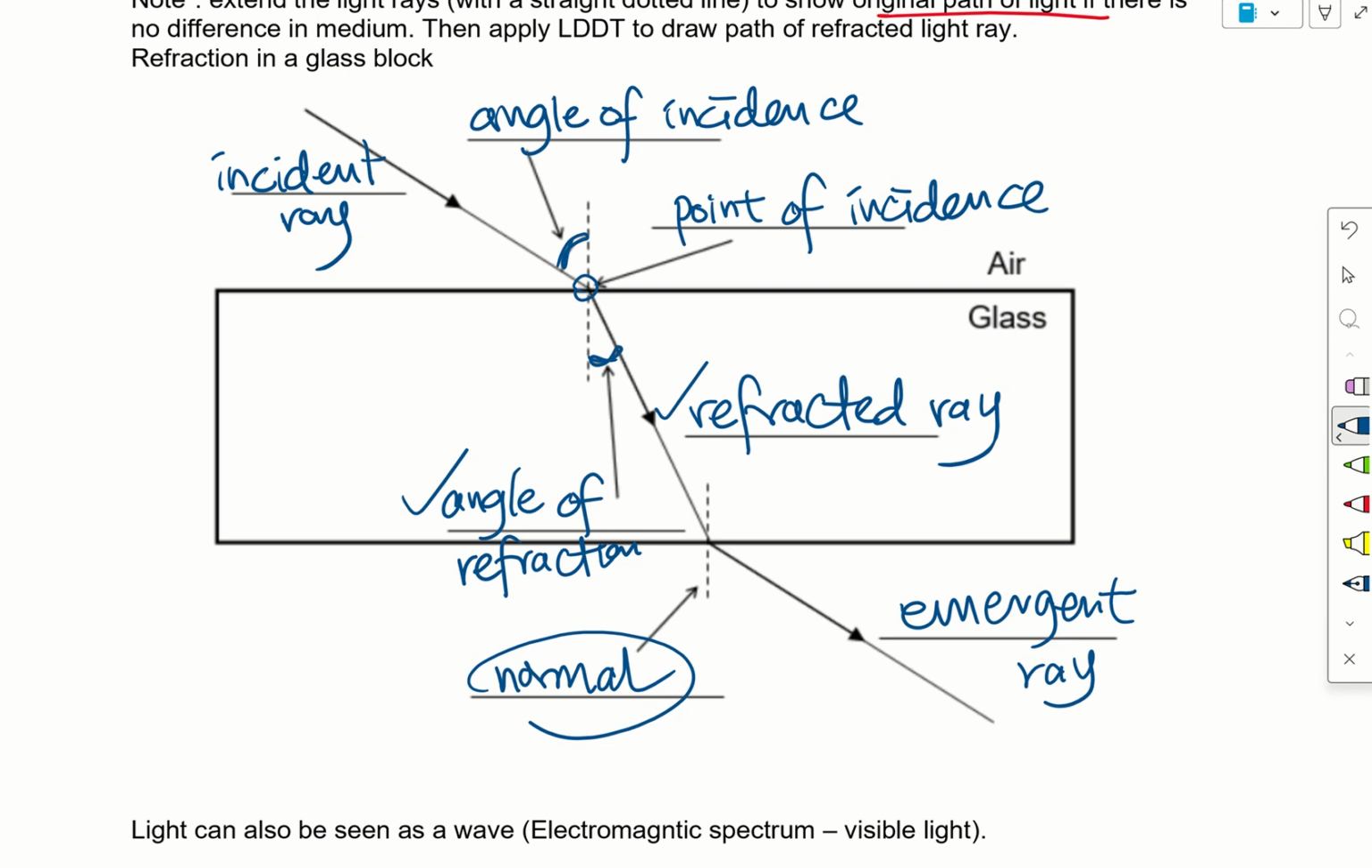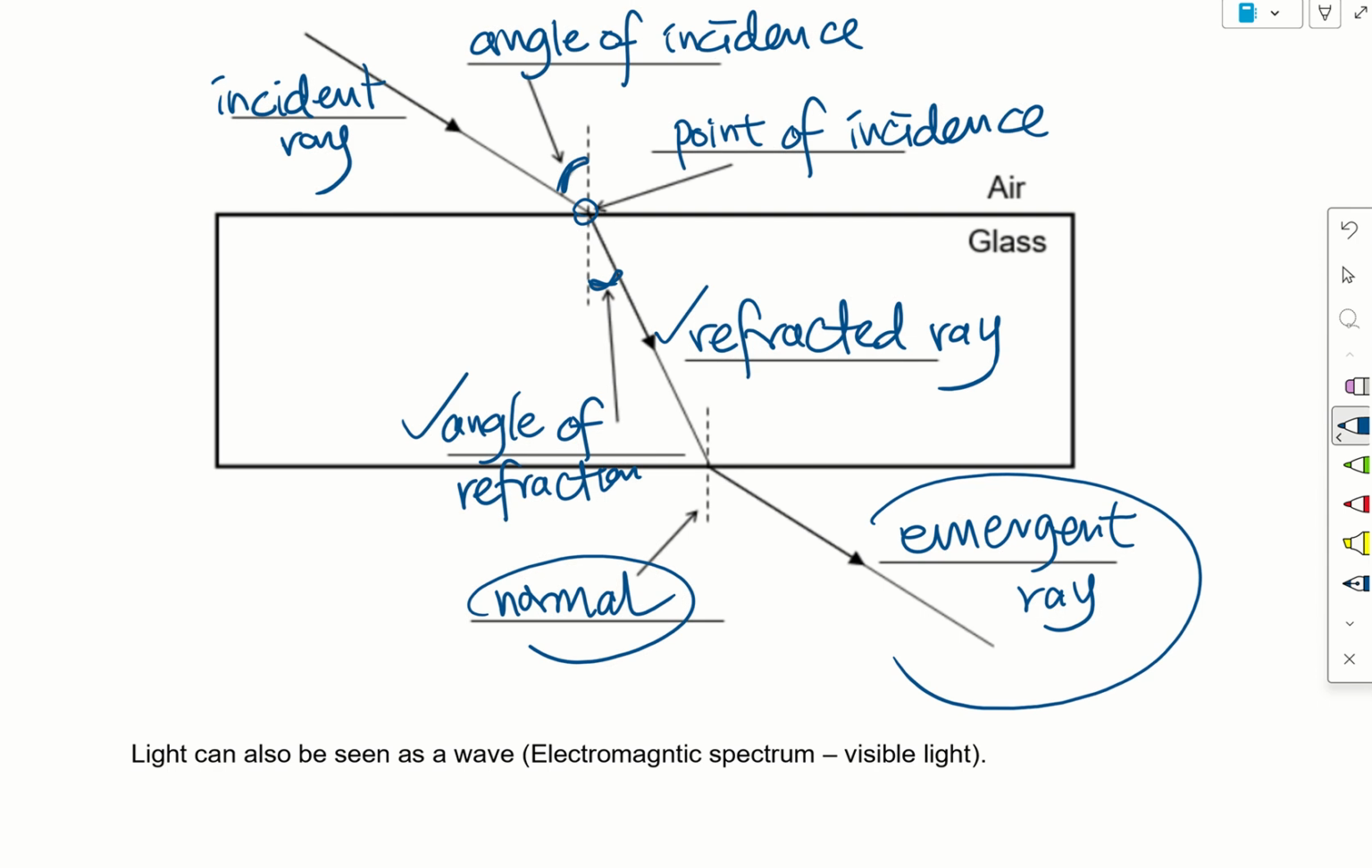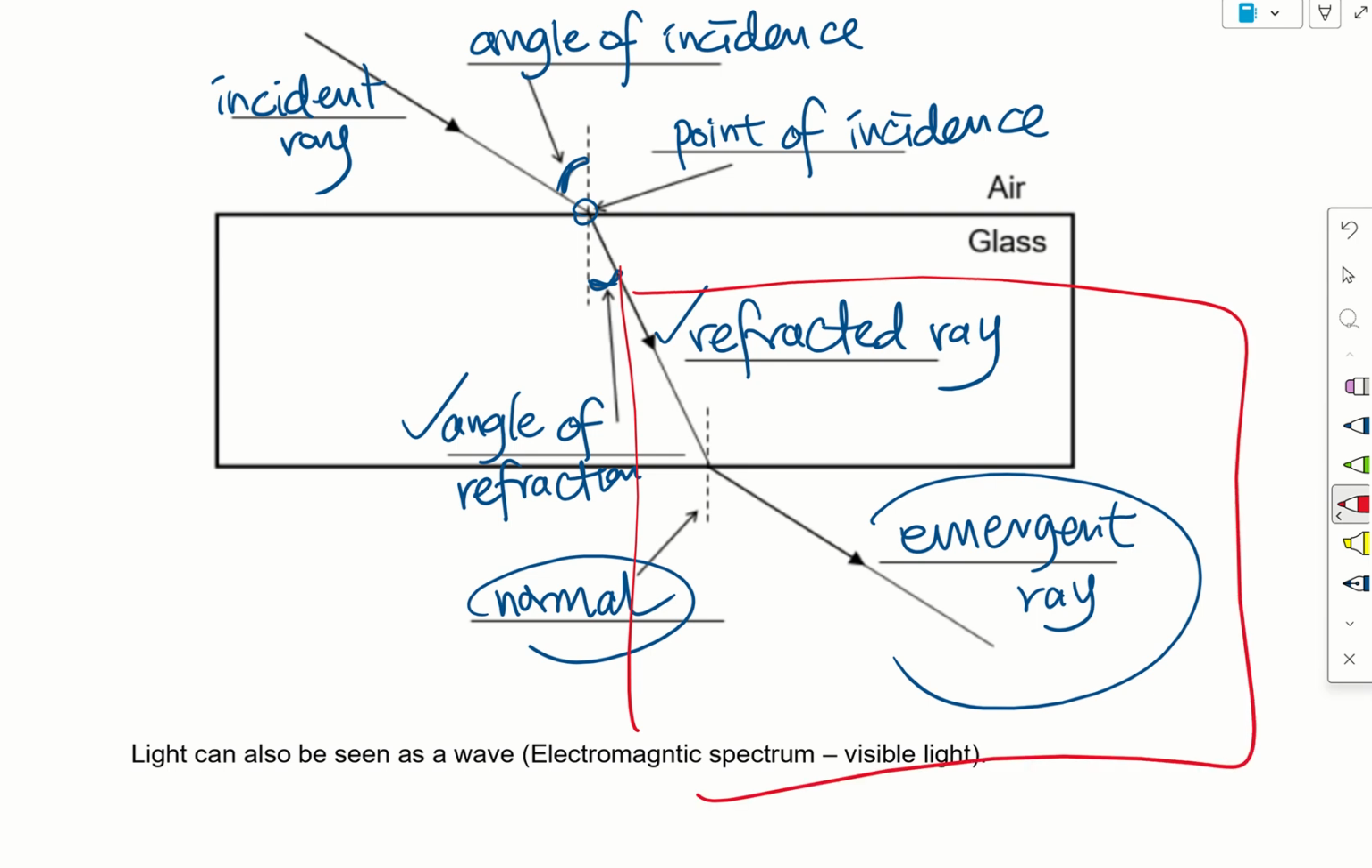Take note that the angle is always between the ray and the normal. Okay, so where's our normal? Now take note, every time the light reaches a new surface, you always need to draw a new normal. Now this is our emergent ray. You can think of it as, because the light is traveling from air to glass, and after that it will emerge from the glass into air again, so we can call it the emergent ray. But if I just want to look at this part, I can say that this is the incident ray. I can take this surface as the new surface. This is the incident ray, and then this will be the refracted ray.